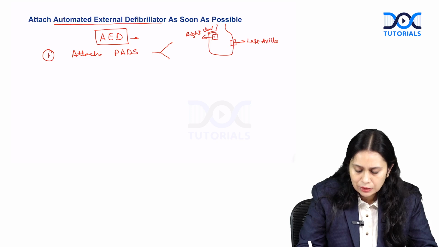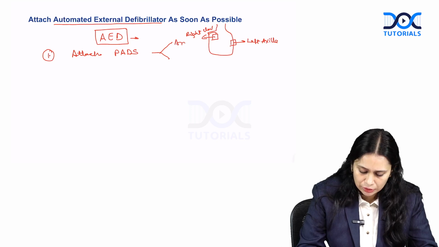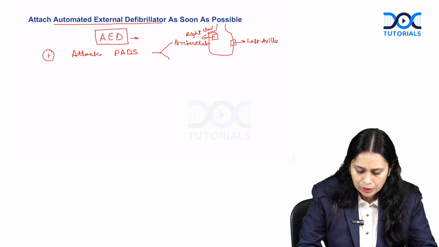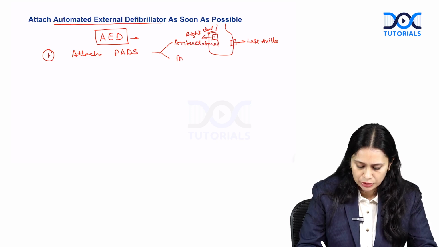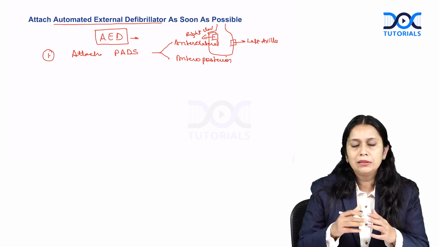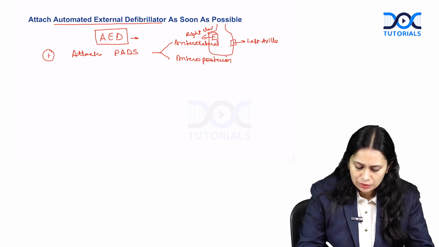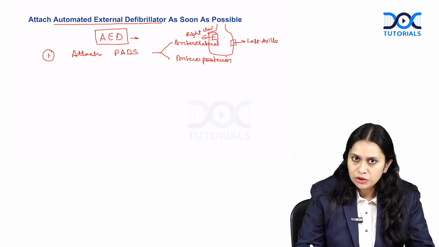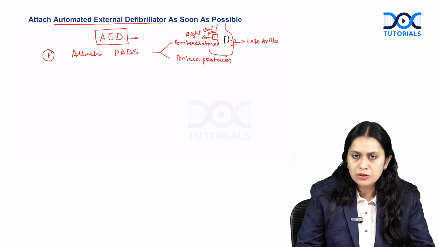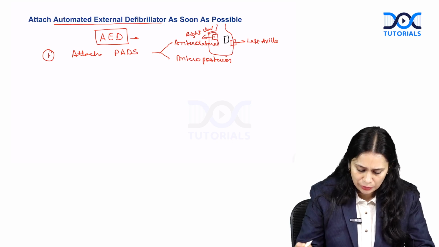So this is anterolateral, and the other could be anteroposterior. Now on the pads, an image is given showing where you have to attach the pad. For anteroposterior, we attach it just left of the sternum and left of the vertebral column behind, right? So we attach the pads.